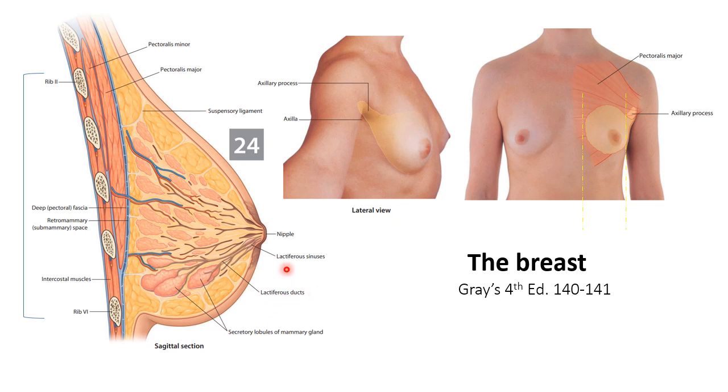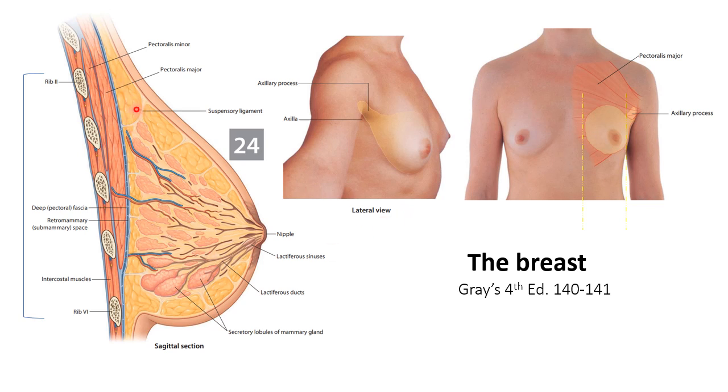Lactiferous means milk. And each sinus opens individually into a thickened part of skin called the nipple. The nipple is surrounded by a pigmented circle of skin. It's pigmented, and we call it the areola.